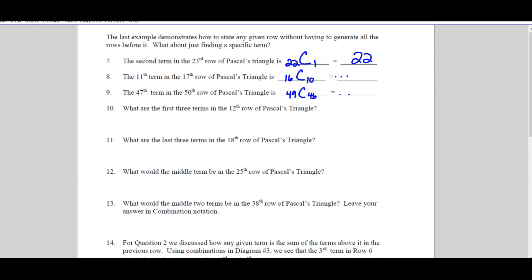So what are the first 3 terms in the 12th row of Pascal's triangle? So 12th row minus 1 is 11. And the first 3 terms, that means we've got to start with R being 0, then 1, then 2. Obviously, there's more terms. We just asked for the first 3.